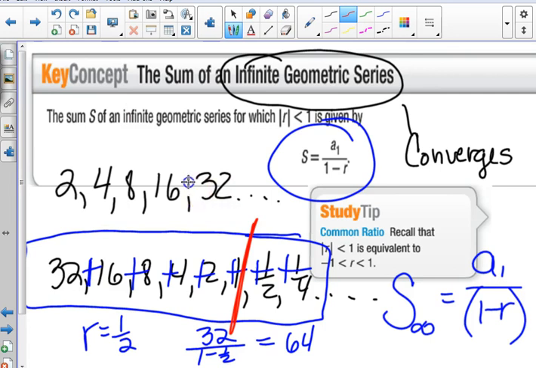The limit is. Say that again. No. Yes. The sequence term values are going to approach 0. This is what the sum is going to approach. If you added all the terms up, it will get closer and closer to 64. All right.